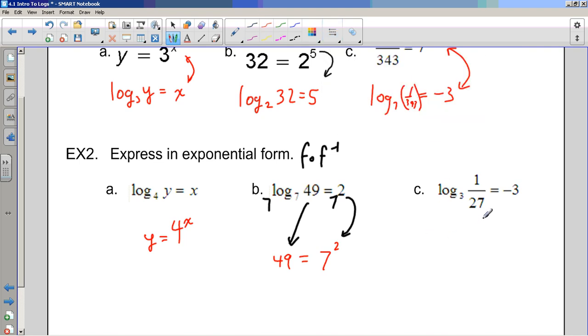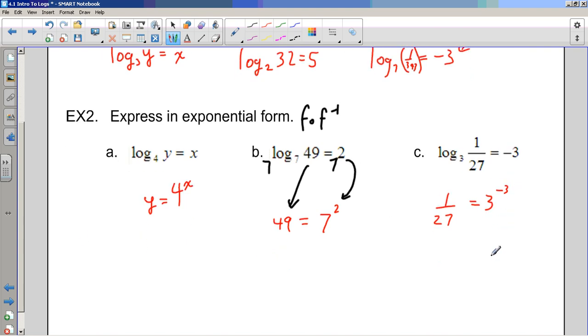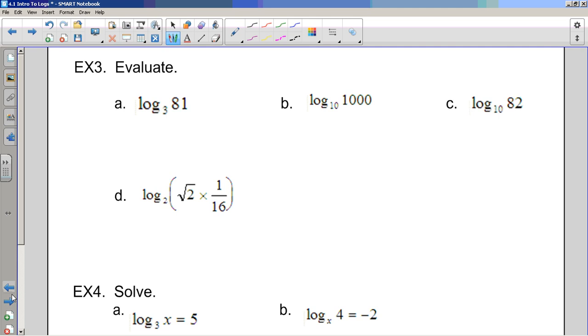What about this one? Here, the base is 3, the exponent is -3, and the power is 1/27. And of course, this is a true statement. If I wanted to solve this exponential statement, 3 to the exponent -3, well, I'd think of the negative exponent as 1/3 cubed is 27. Yep, that's a true statement, and that matches up with what we know about exponent rules. All right, let's keep going.